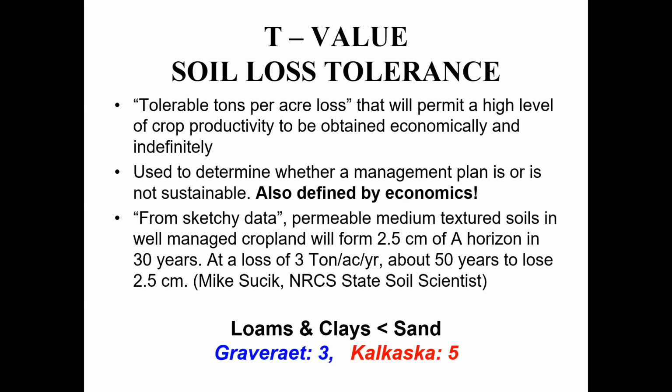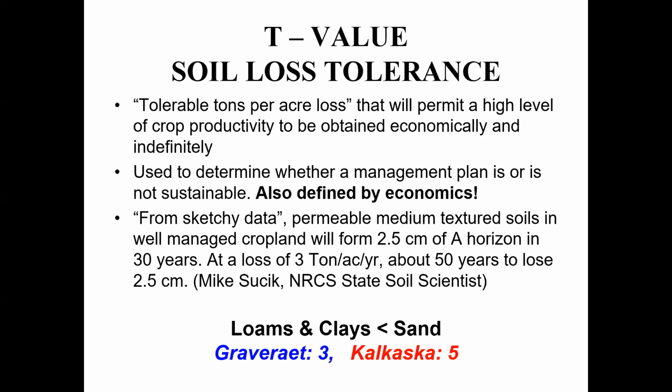It's also based a little bit on the rates of weathering, so how fast a soil horizon could reform. If soil formation can keep step with the rates of erosion, then that goes into the tolerance value. So for example, around here, the Grayling series has a tolerance value of 3, whereas the Kalkaska sand has a tolerance value of 5.